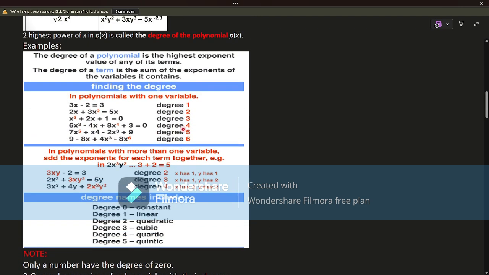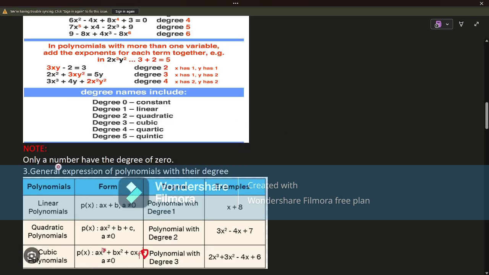See here, this polynomial has degree 1, so we can conclude it's a linear polynomial. This polynomial has degree 2, so we can conclude it as a quadratic polynomial. This polynomial has degree 3, so we can conclude it as a cubic polynomial. In this way, only a fixed number has degree 0. We have already discussed this in the previous slide.